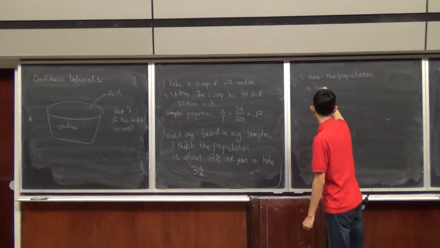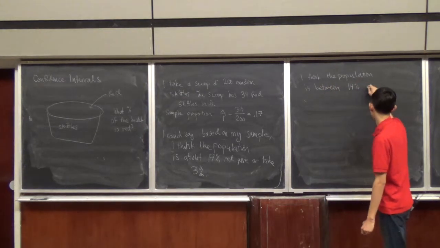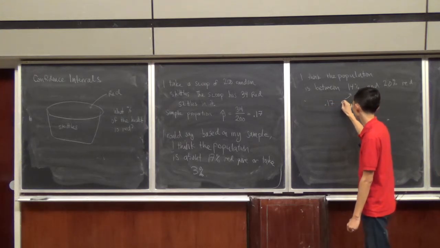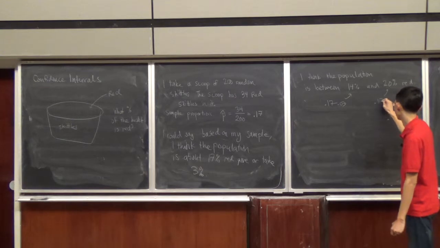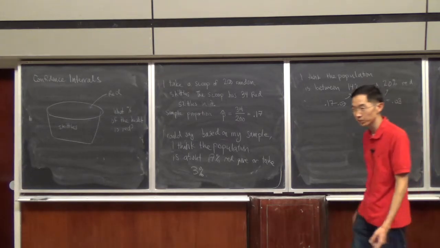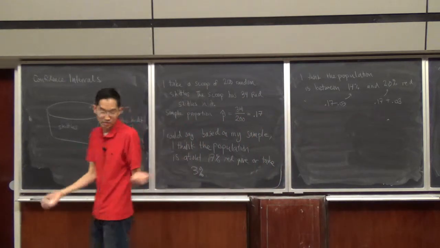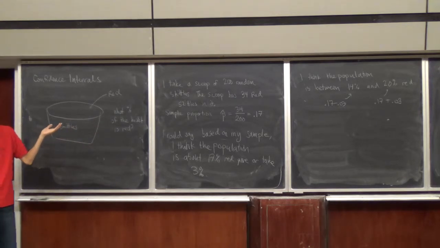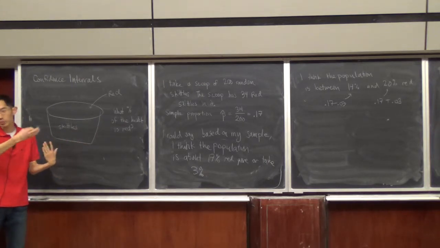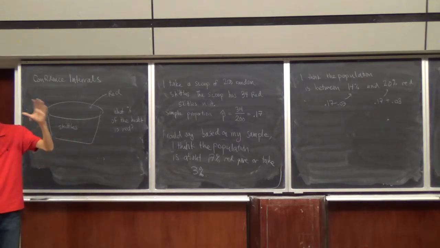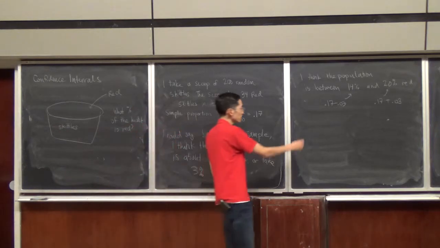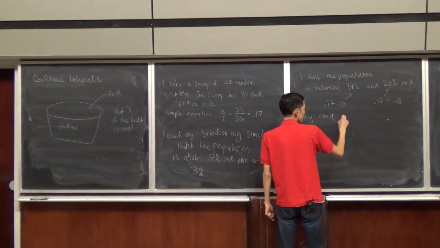Okay? So that's basically saying, I think the population is between, what, 14% and 20% red. Okay, and 14% is 0.17 minus 0.03, and this is 0.17 plus 0.03. And so this is what we would call a confidence interval. We're giving ourselves a range of the proportion in the population, and that range is based on what we see in the sample. So if our sample was 17%, we'd say it's probably around 17% plus or minus, or give or take some value, 3%, or some other value. Okay? This is called a confidence interval. Okay, so I have a confidence interval. So my confidence interval goes from 14% to 20%.